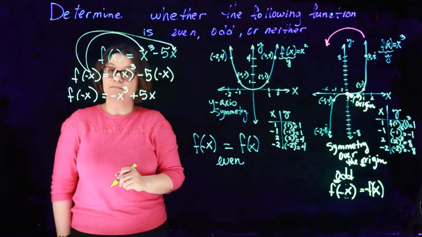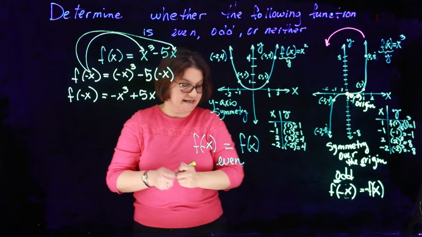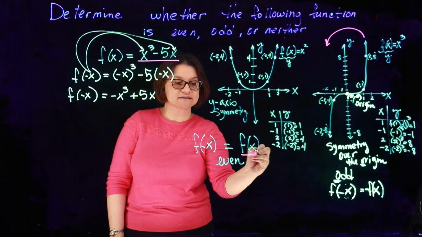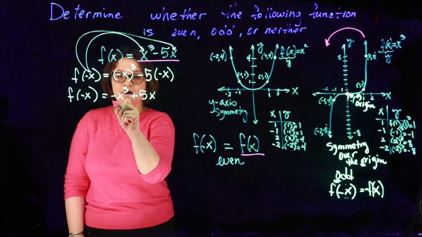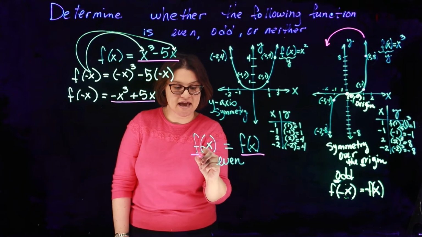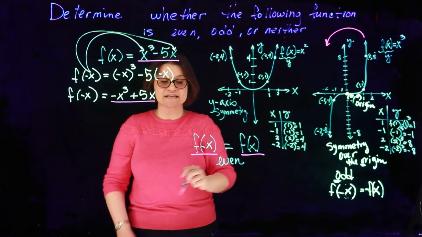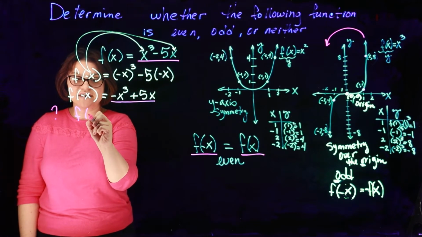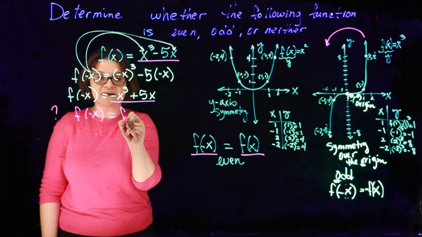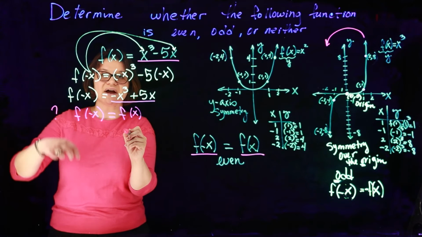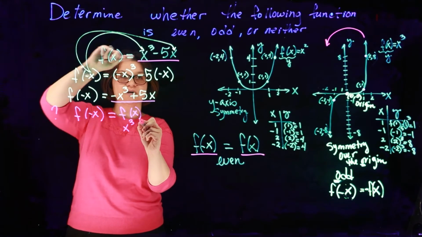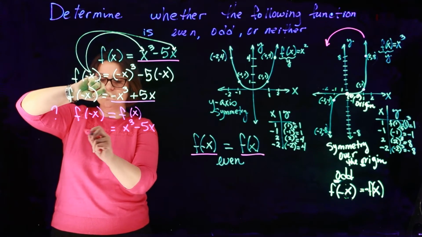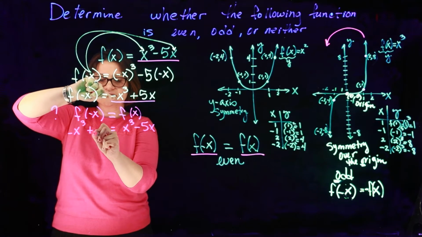So now I'm going to compare. I have my f of x. Let me underline it in pink. Here's my f of x. I also now have my f of negative x. Here's my f of negative x. So the question we're asking is, is f of negative x exactly the same as f of x? Well, let's try. Let's rewrite. F of x is x cubed minus 5x. Is it equal to negative x cubed plus 5x?